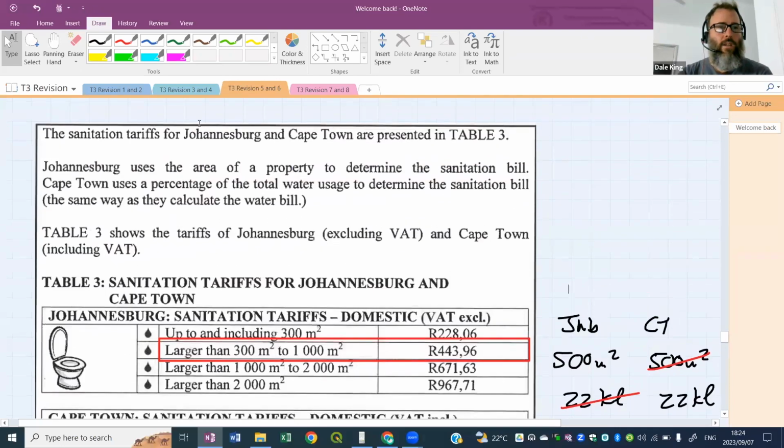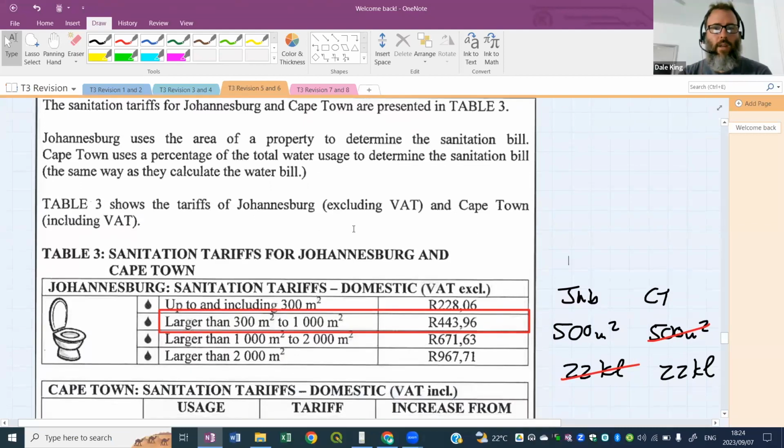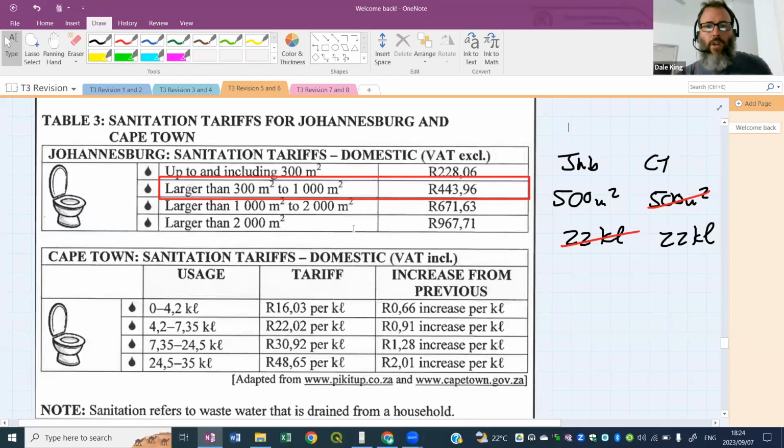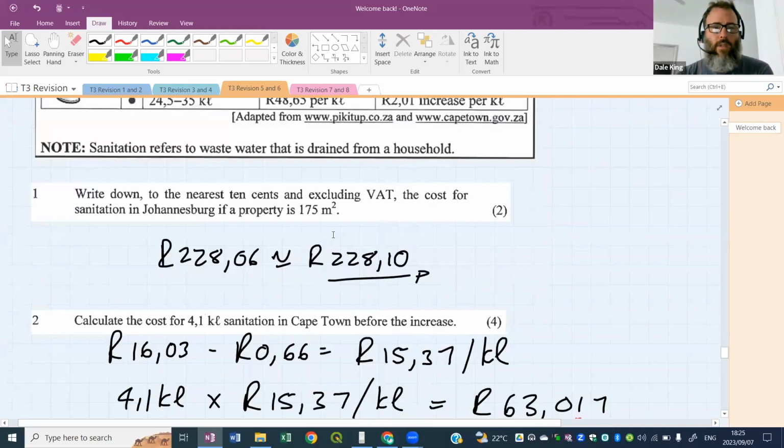Let's check. The sanitation tariffs for Joburg and Cape Town are presented. Johannesburg uses the area of a property to determine the sanitation bill. Cape Town uses a percentage of the total water usage to determine the sanitation bill, the same way as they calculate the water bill. So Joburg, as I understand it, is a flat rate. This is not per kiloliter. It can't be because it's too big. So that saves us some work. We're just going to say Joburg's tariff is 443.96. Hey Ben, it's not per kiloliter here. So 443. Oh, does the question want VAT or not?